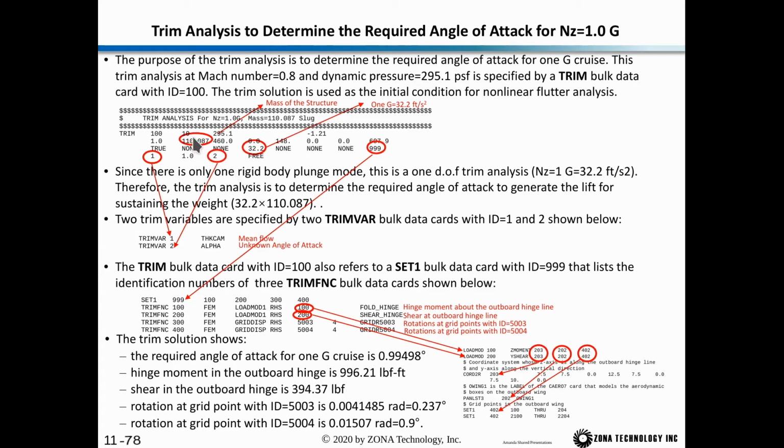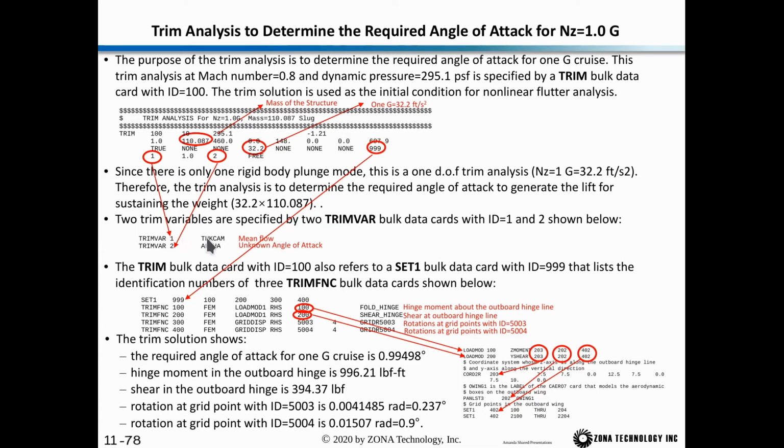So here we've got our mass of the structure, and then our inertia terms. Now, since there is only one rigid body plunge mode, this is a 1 degree of freedom trim analysis. So NZ is 1, where G is 32.2 feet per second squared. Therefore, the trim analysis is to determine the required angle of attack to generate the lift for sustaining the weight of the aircraft. And we have 2 trim variables specified by the TRIMVAR cards.